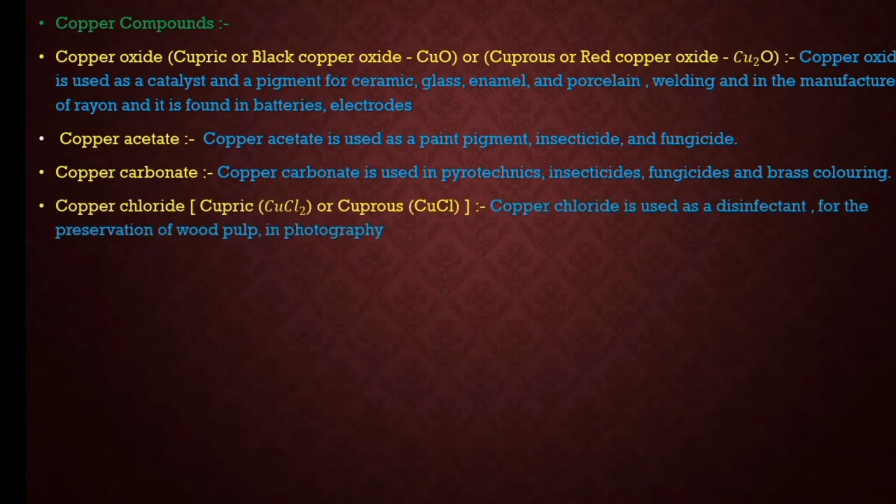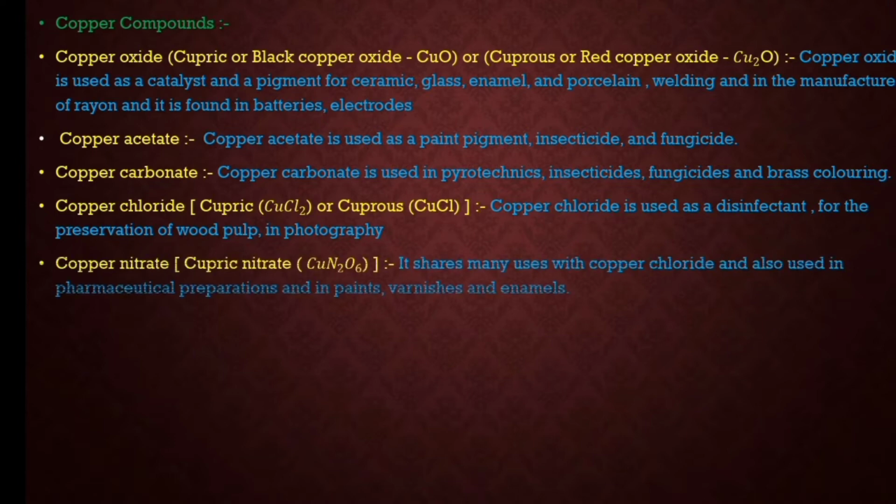It is used as a pigment in ceramic, glass, enamel and porcelain, and also in welding and in the manufacture of rayon, and it is found mostly in batteries and electrodes. Coming to the copper compound copper acetate, it is mostly used as a paint pigment, insecticide and fungicide.